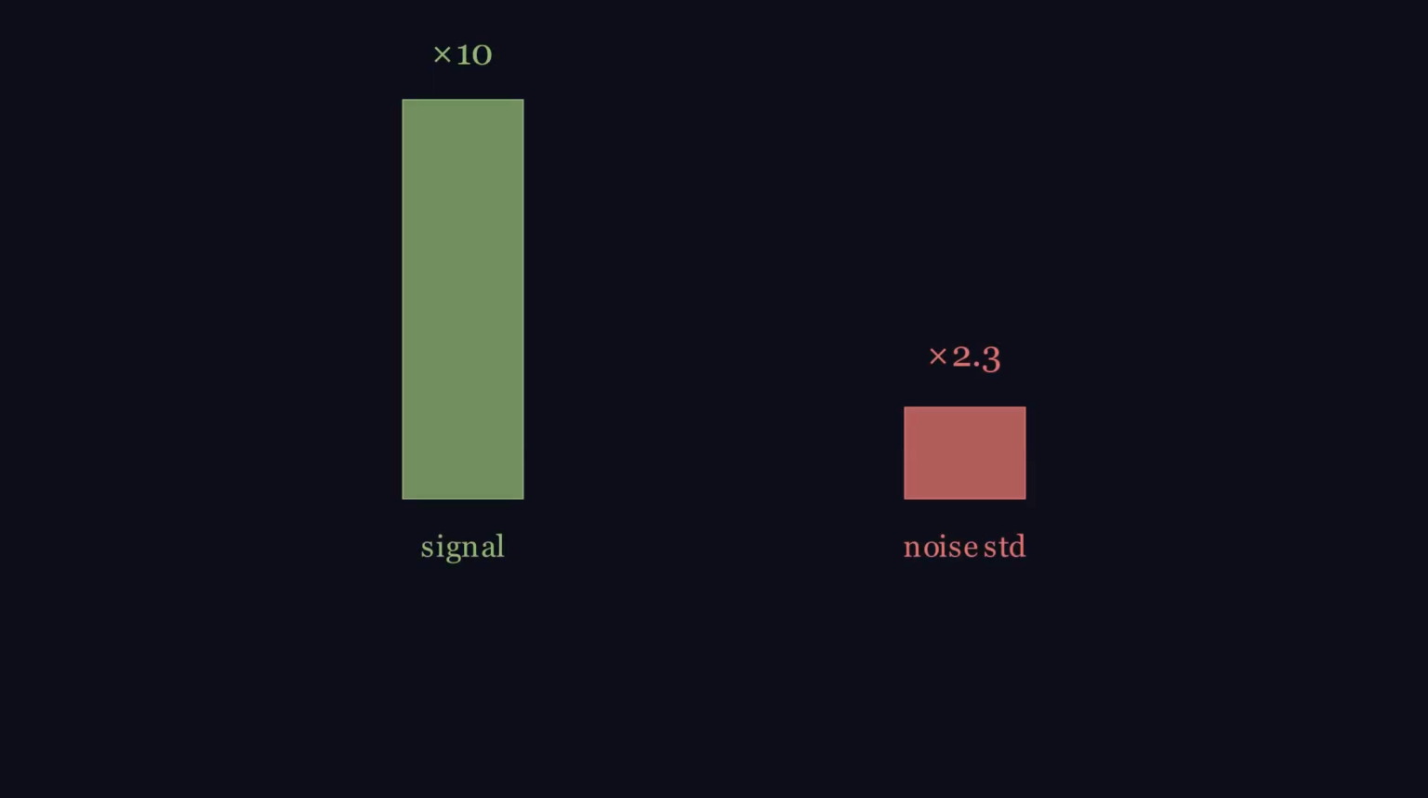Compare what happened to signal and noise. The signal magnitude grew from G to 10 times G, a 10 times amplification. The noise standard deviation grew from sigma to 2.3 times sigma. Both grew. The EMA did not shrink the noise in absolute terms.